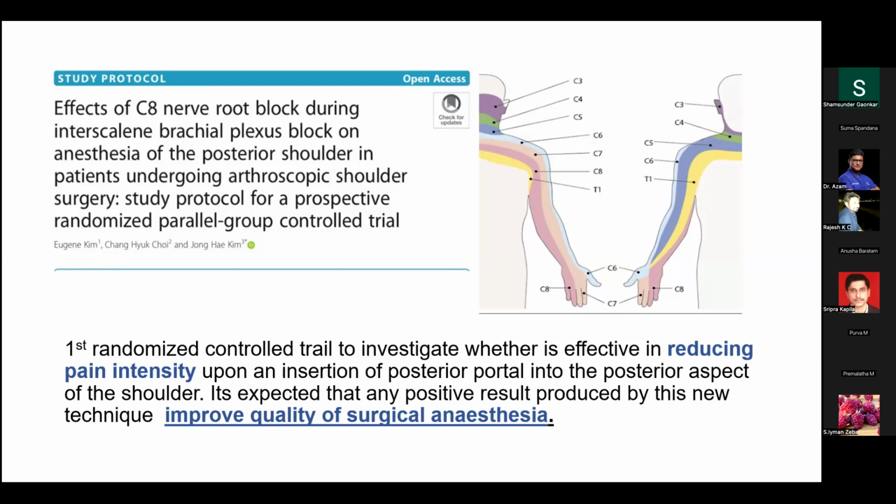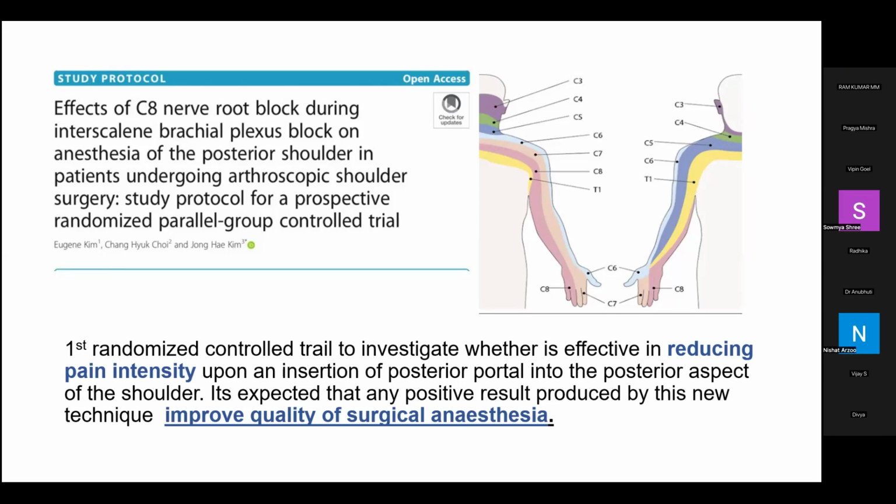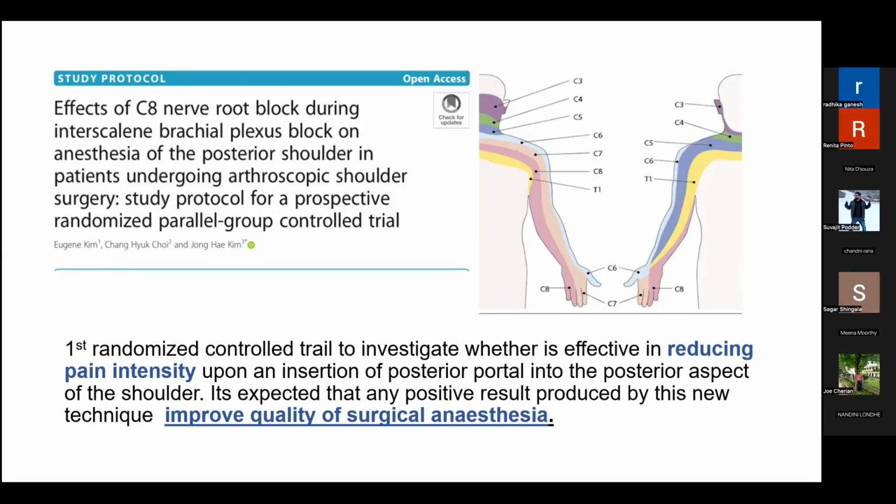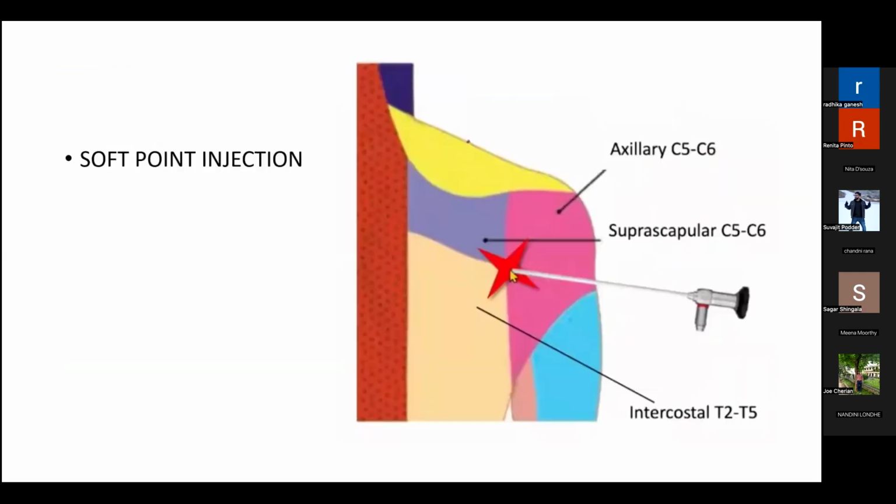So it's the first randomized trial to investigate whether it effectively reduces the pain intensity in the posterior port of the shoulder and whether it improves the quality of surgical anesthesia. They found it reduces pain intensity, and the quality of surgical anesthesia is also improved if you block the C8 root. What is a soft point injection?